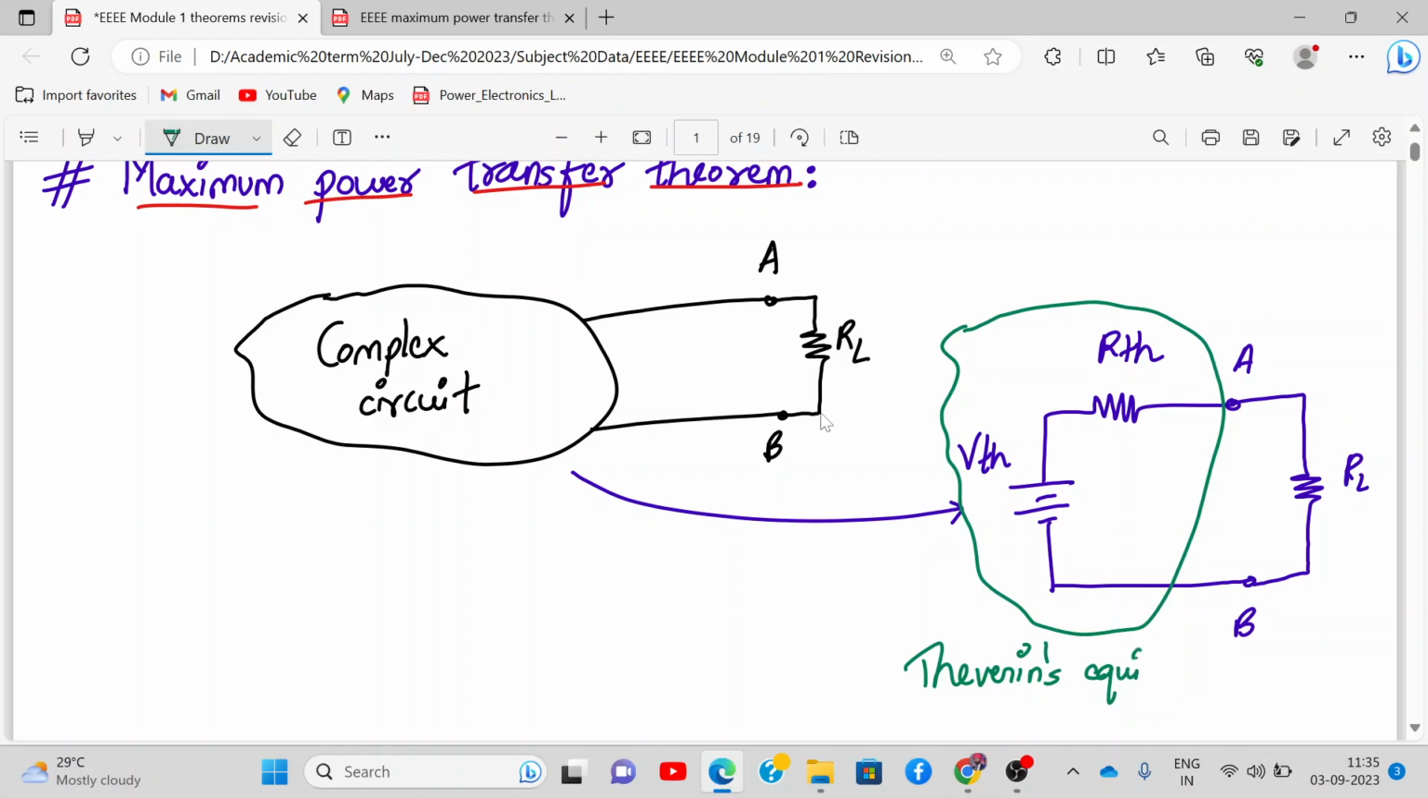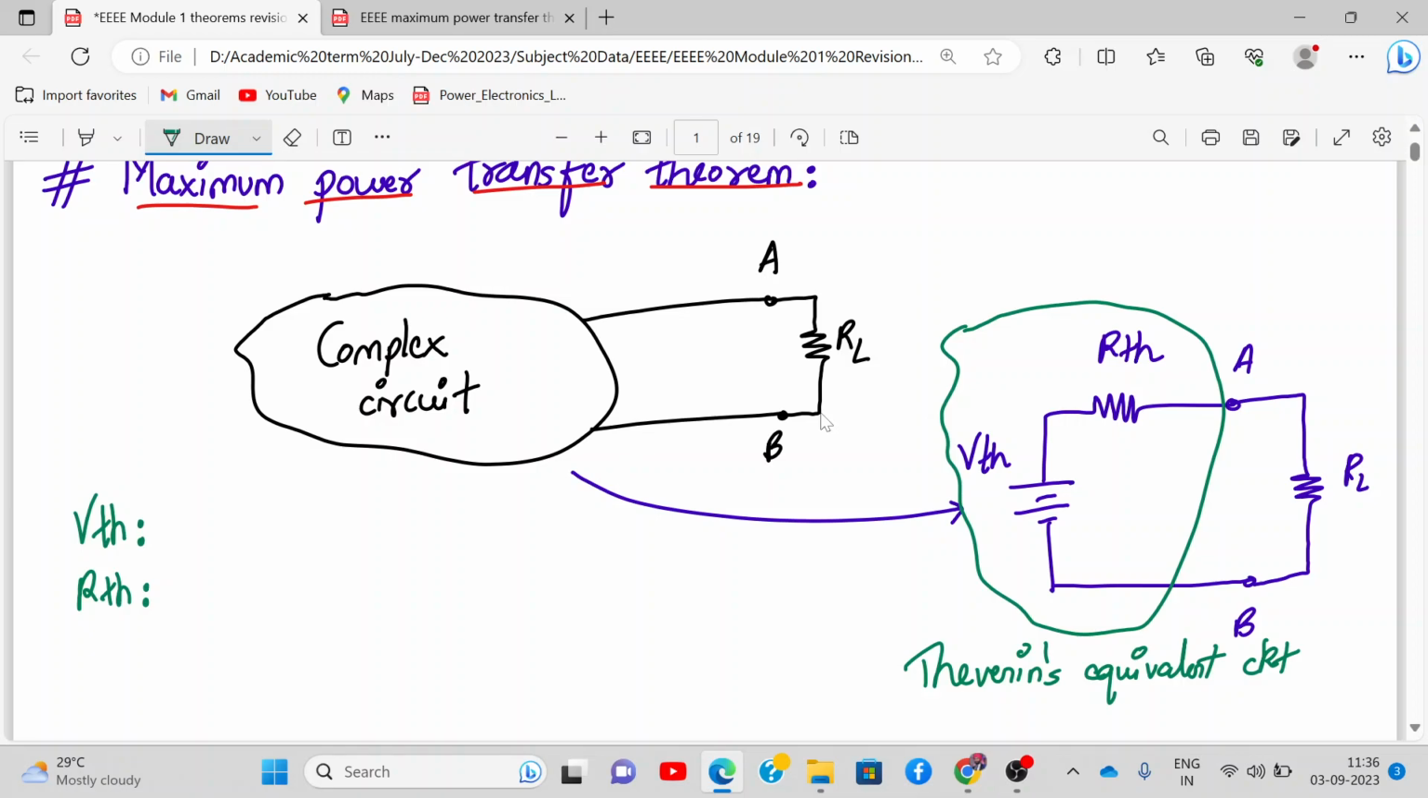Thevenin's equivalent circuit. So this is what it is, and you know how to calculate VTH. We first calculate VTH, right? How do we calculate VTH? We open circuit, you remove RL and you calculate the open circuit voltage between A and B. Then you calculate RTH, the Thevenin's resistance. How do you calculate RTH? We deactivate all the sources in the complex circuit, remove RL and measure the resistance between terminals A and B. Alright, yesterday we discussed that.